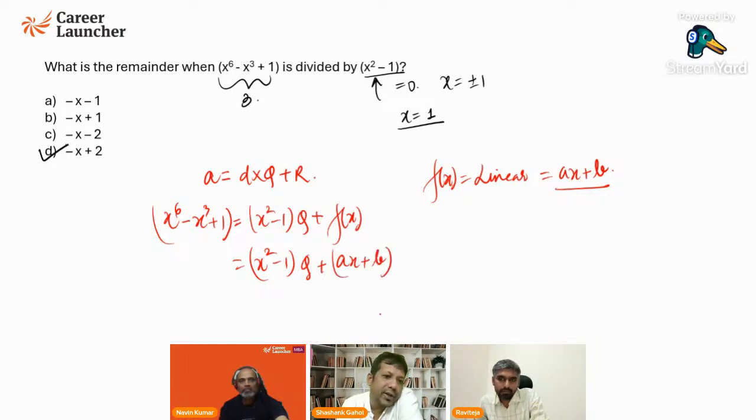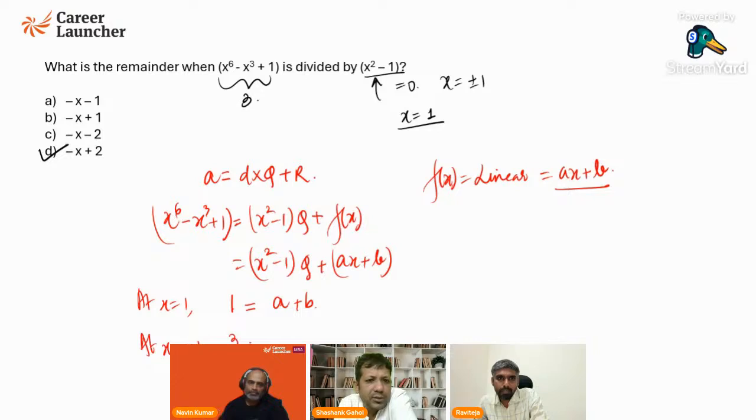तो अगर x को 1 रख दें तो LHS आ गया 1, RHS आ गया a plus b. और अगर x को -1 रख दें तो वैल्यू क्या आएगी? -1 आ जाएगी, b minus a. दोनों को ऐड कर देंगे तो 2b equal to 4. So b comes out to be 2, so b is 2 and a is -1.